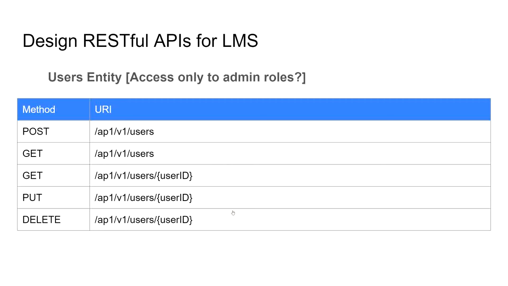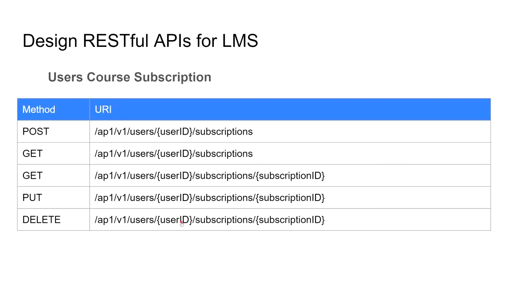You might also need some sort of user management APIs that might be accessible to admins and some services who would be creating these users. So it's very straightforward: users, post API, get API. To get a particular user, you would append a user ID at the end. To update a user, there would be a put API. There might be a patch API too. And then to delete a user, you would have delete.